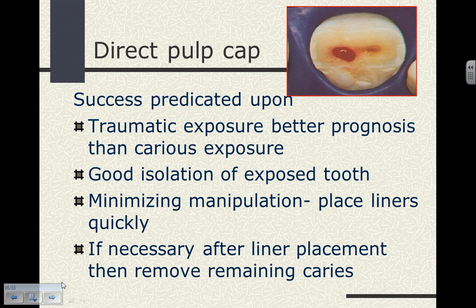So how do we look at success? Well, success is predicated upon the fact that traumatic exposures have better prognoses than caries exposures. Use good isolation of the exposed teeth with the dental dam during all your procedures, and minimize the manipulation. Place liners quickly, and if necessary after liner placement, then remove the remaining caries. Don't remove all the caries with the pulp bleeding, where more debris can be a foreign body placed within the pulp chamber.